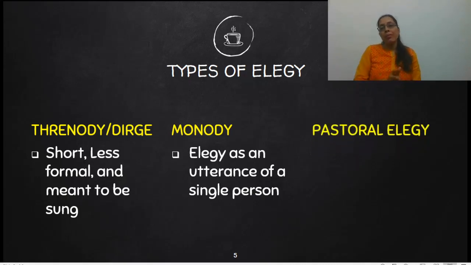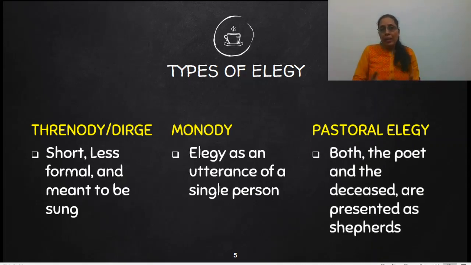And the third type of elegy is pastoral elegy. So pastoral elegy is that kind of elegy where the poet and the person who has died, both of them are presented as shepherds. They might not be shepherds in real life, but for the sake of writing the elegy, the writer takes the role of a shepherd, and he assumes that the dead person is also a shepherd. So both of them are presented as shepherds in a pastoral elegy.